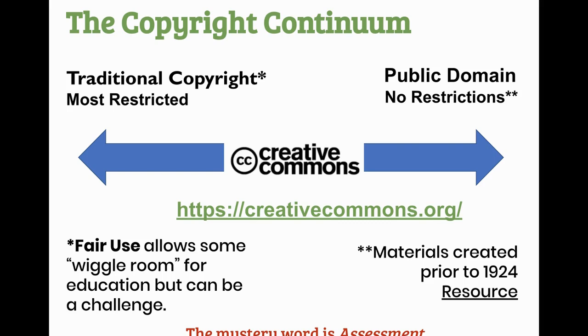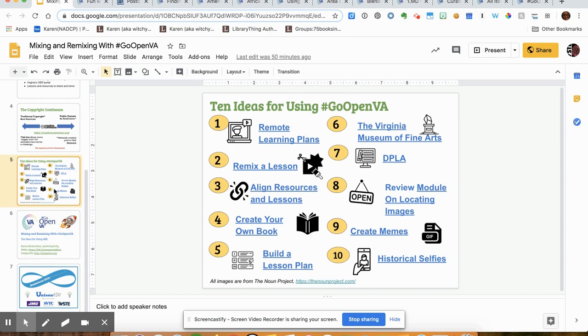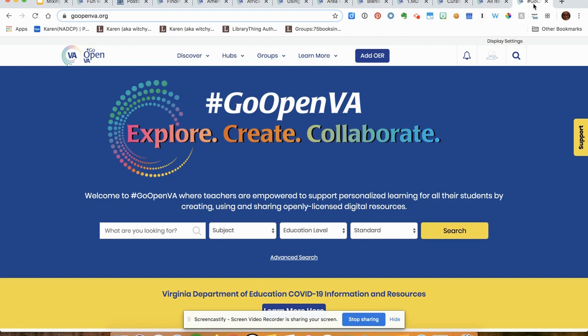So let's go ahead out to the website. I'm going to escape out of my slides here, and we'll head out to the website. I will go ahead and show you the slide of the 10 ideas that we're going to be talking about for using Go Open VA. And again, these are all linked here, so when the presentation is over, you can come back to the slide and see those links that I shared with you. So welcome to Go Open VA. Again, I am logged in.